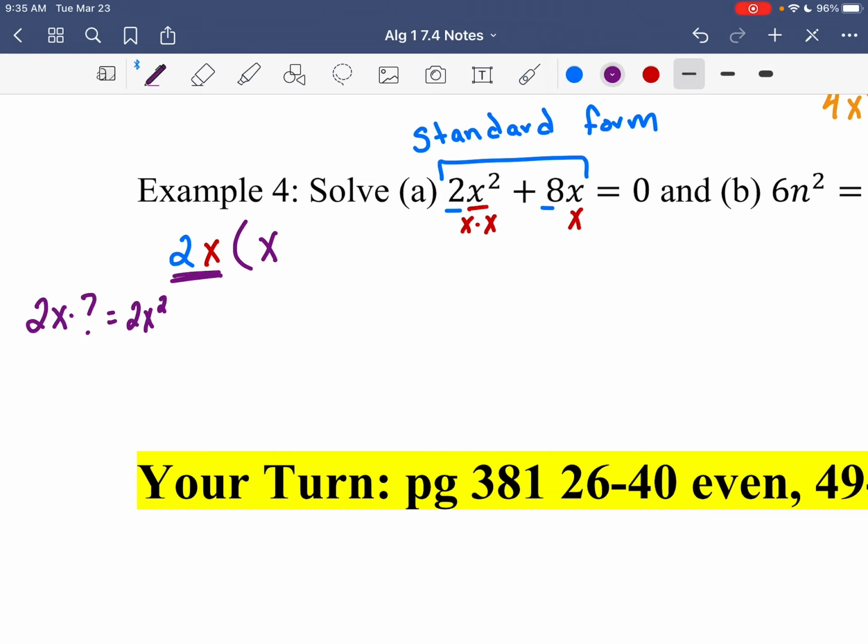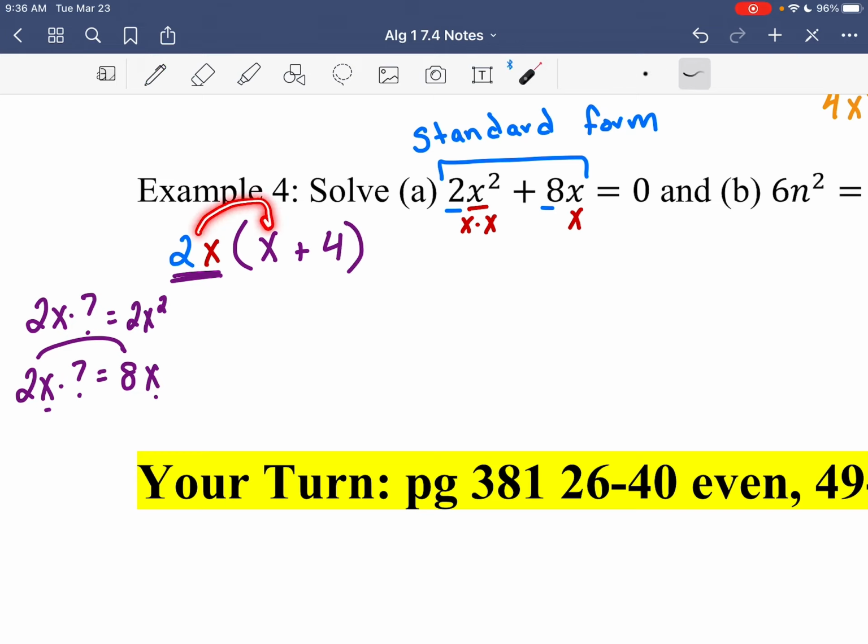Okay. Then plus 2x times what gets me 8x? Well, I've got my x's, I just need a 4, so plus 4. Now I'm going to distribute this in and make sure it works. 2x times x is 2x squared. And 2x times the 4 is 8x. It worked. Okay. So I'm not done. All I did is get it in factored form. I still have this equals 0 bit.